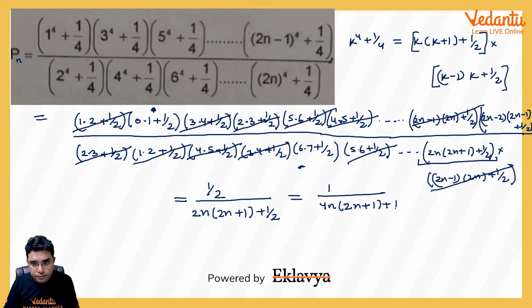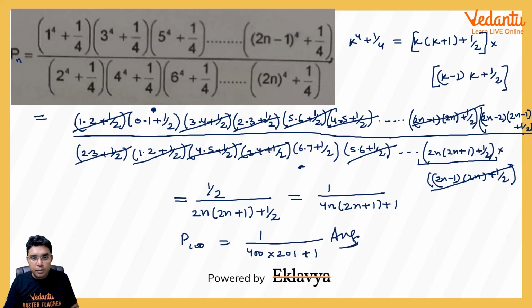And we are asked P 100. So let us write n as 100. So 400 into 201 plus 1. So that is the answer. You can write the number after multiplication also. So I hope you have understood the power of telescopic method in the products also. So many questions are done this way also.